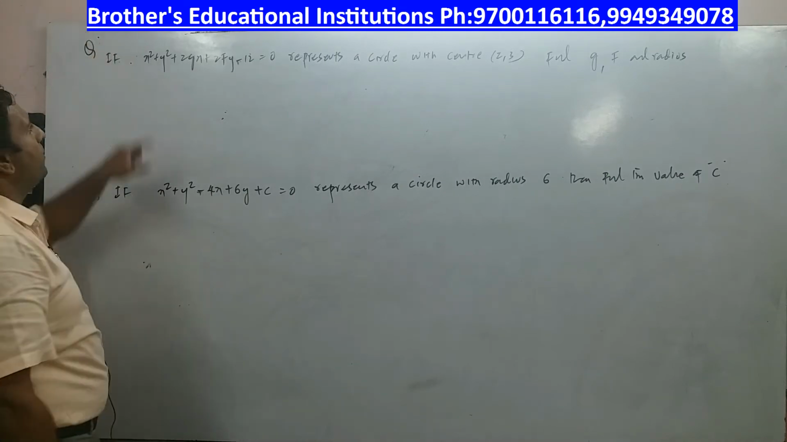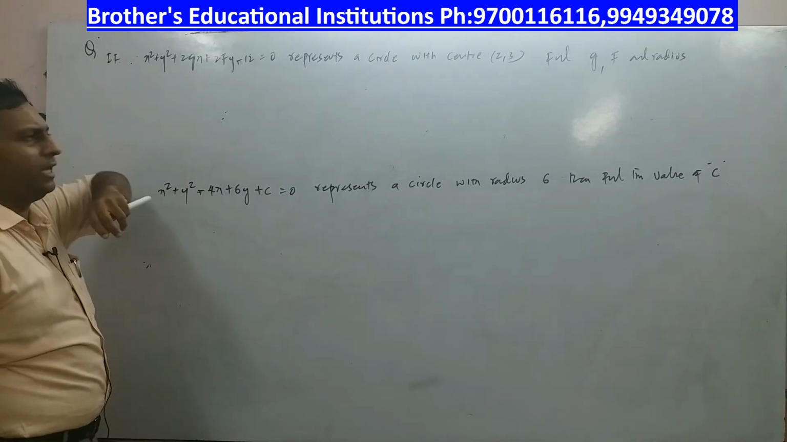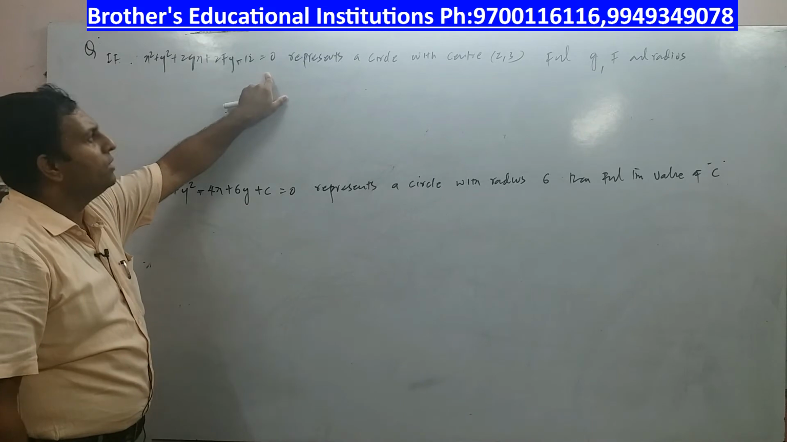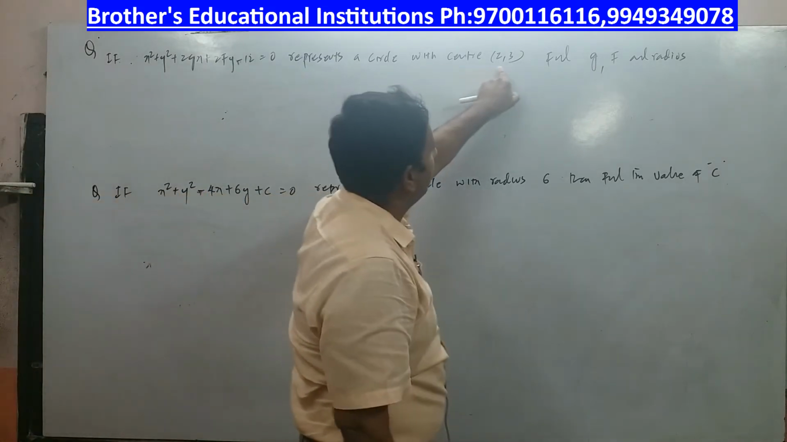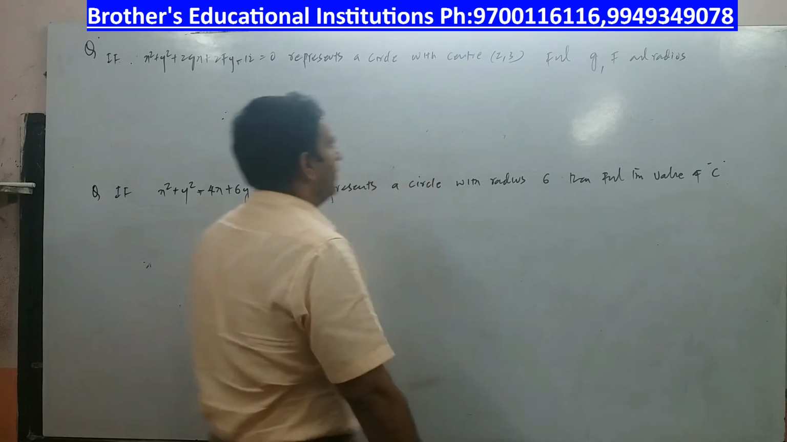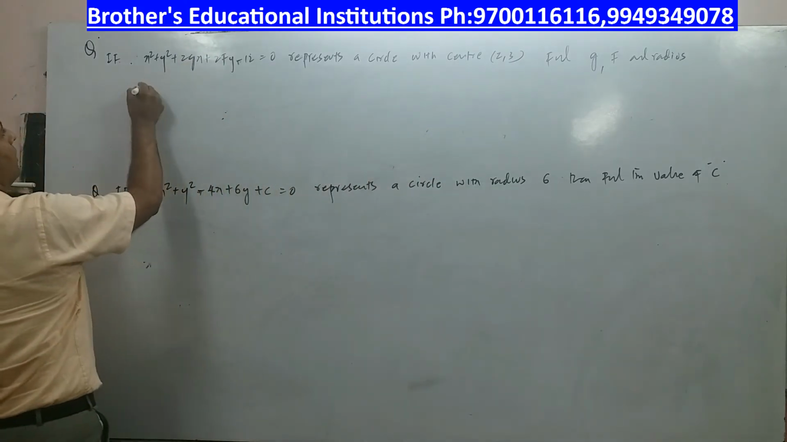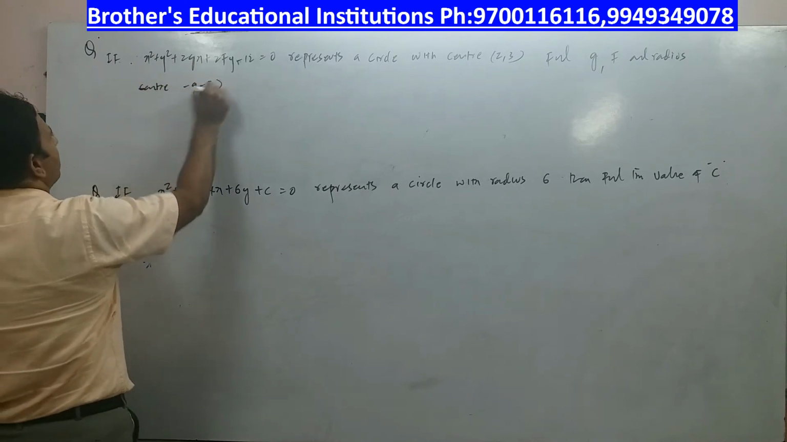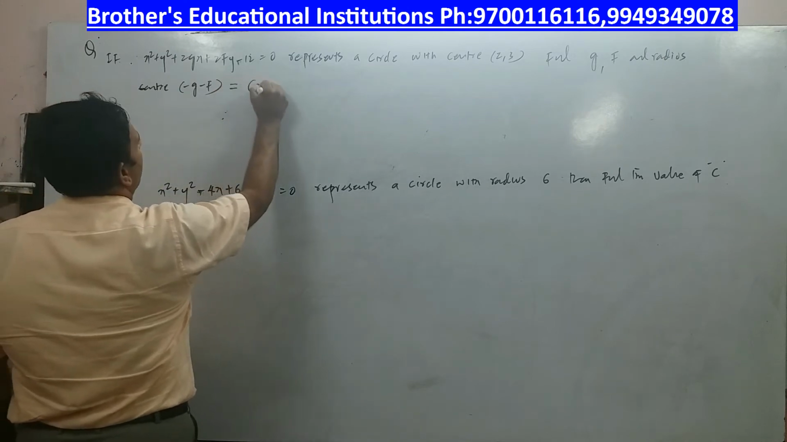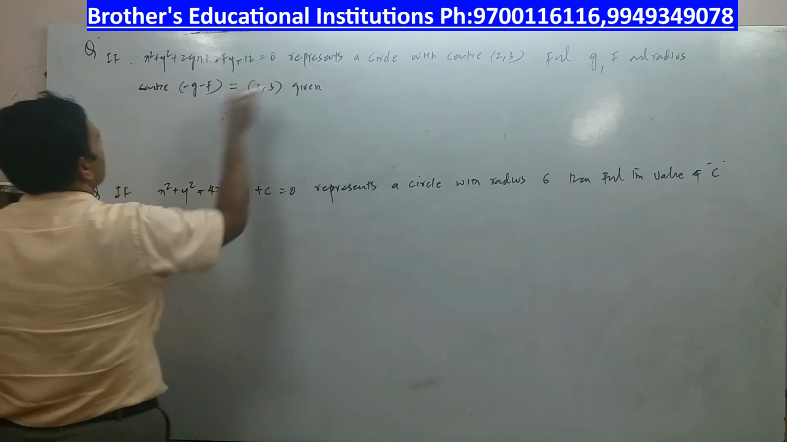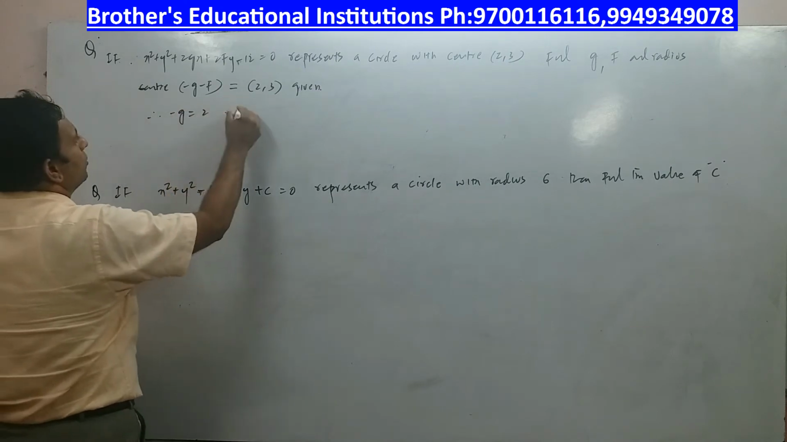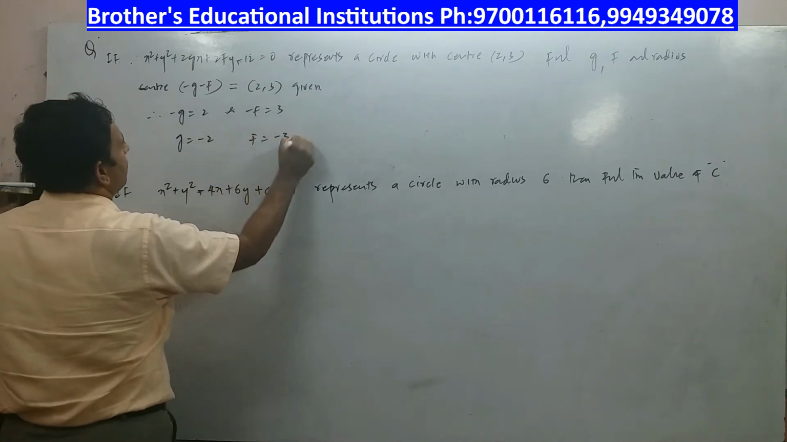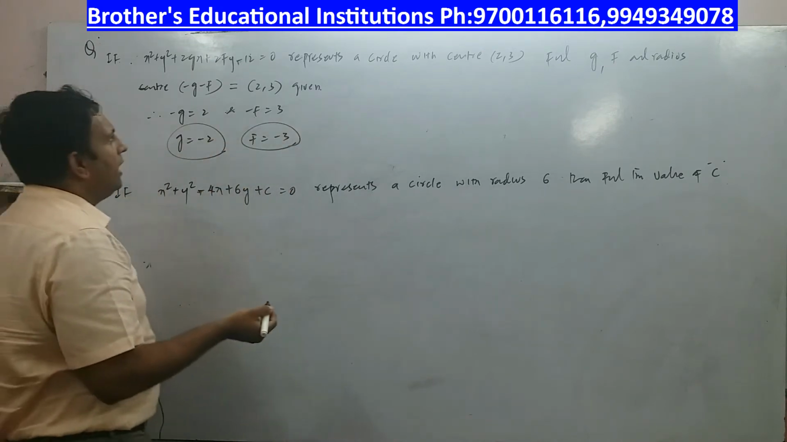Okay children, I want you to copy the next question. They're all VSAQ 2 marks category questions completely based on the formula. If x square plus y square plus 2gx plus 2fy minus 12 is equal to 0 represents a circle whose center is (2, 3), find g, f and radius. See, what is the center? Center is (minus g, minus f), right? Which is equal to how much? (2, 3), and that is given to you. So therefore, minus g is equal to 2 and minus f is equal to 3. Means g is equal to minus 2 and f is equal to minus 3. You got the g value, you got the f value.